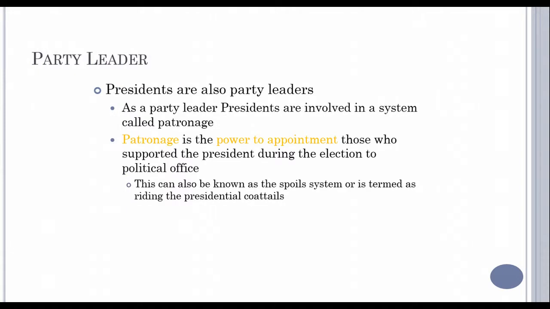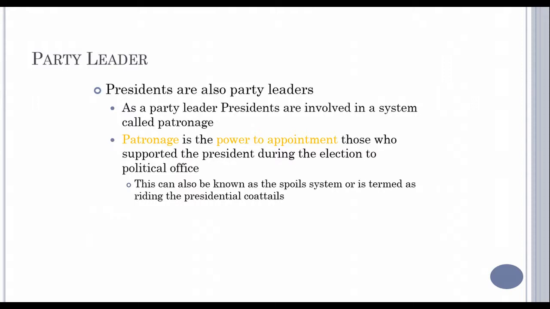Alright. The president is a party leader. So when you look at that concept, the president is going to champion the positions of whatever party that they're a part of. One of the things that used to take place, and we're going to talk about how this goes away later on, and this still happens to a certain degree, but not nearly to the level that it used to in the late 1800s and early 1900s, is a system known as patronage. Patronage is the power to appoint those who supported the president during the election to political office.